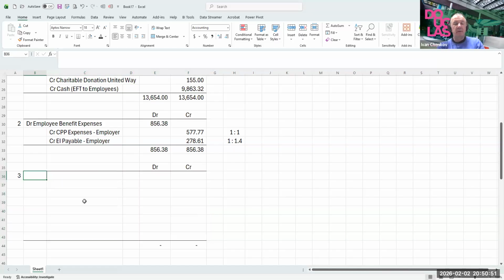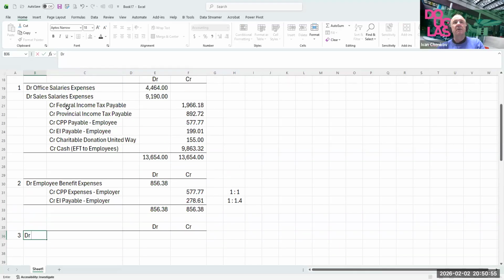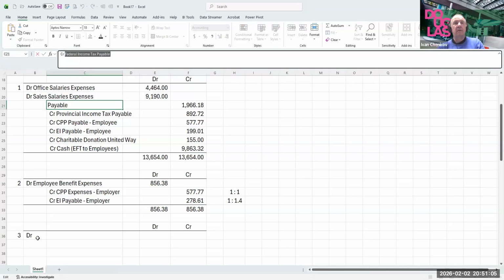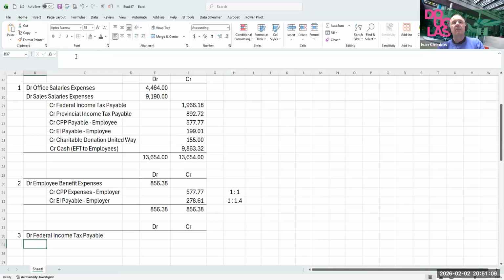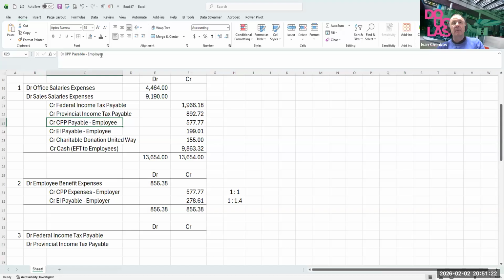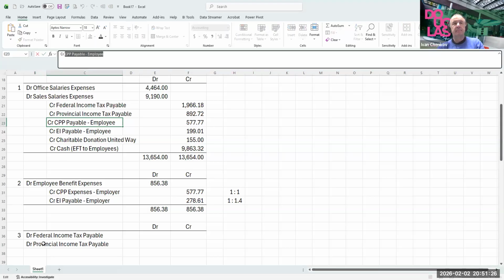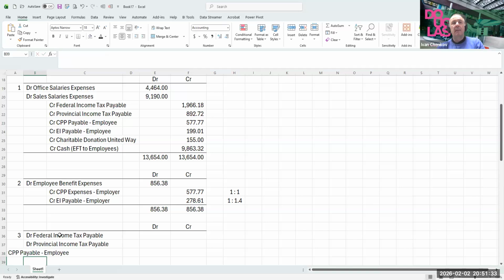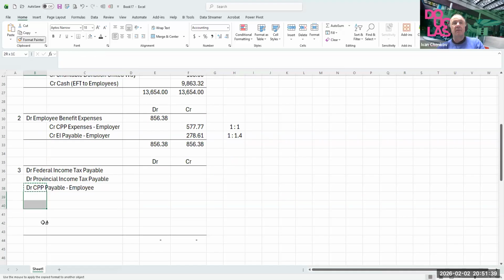First things first, I'm going to debit. Let's start paying first federal income tax payable. Let me grab it from here and paste it here. Federal income tax payable. Second one, we're going to pay the provincial income tax payable. Next one, we're going to pay Canada Pension Plan employee portion. And then we're going to pay the Canada Pension Plan employer portion.